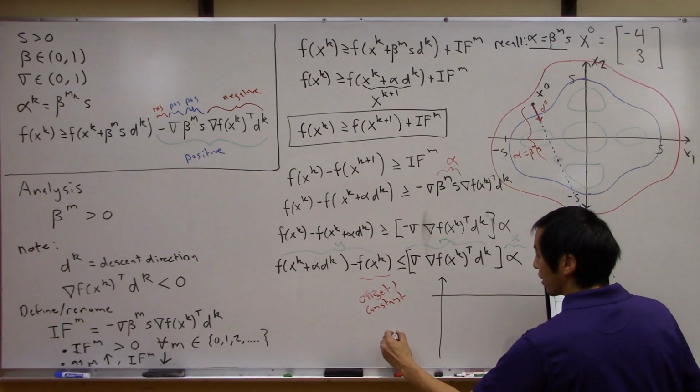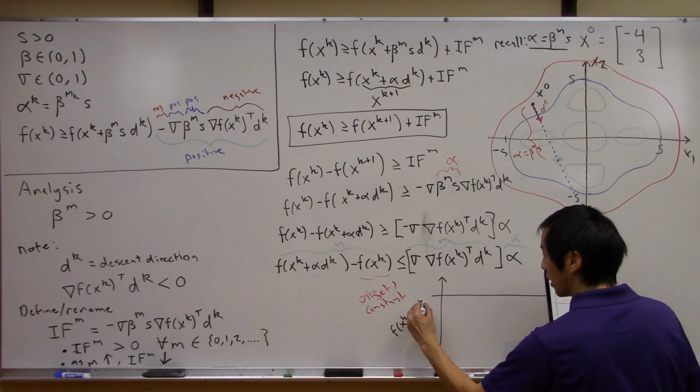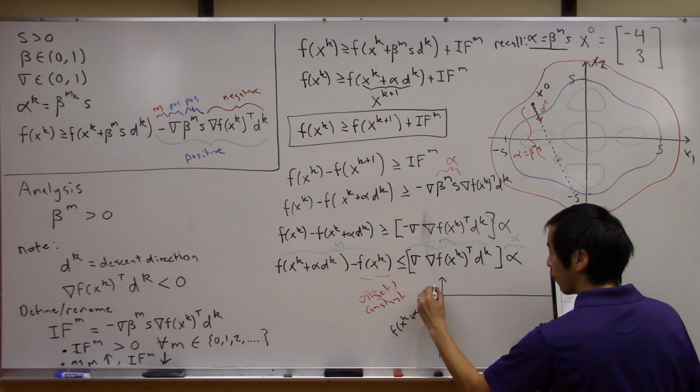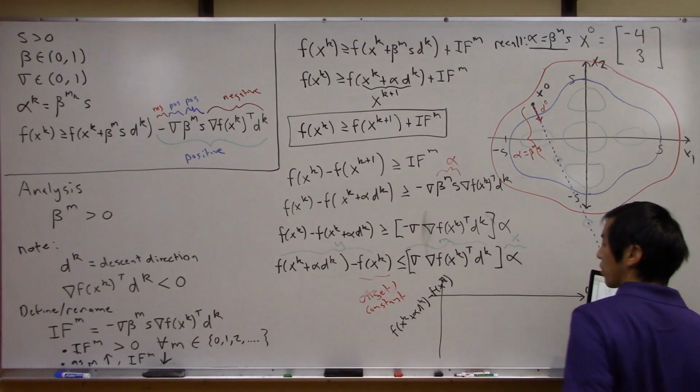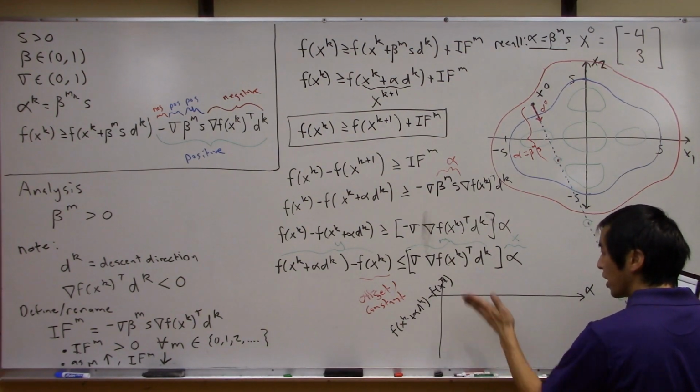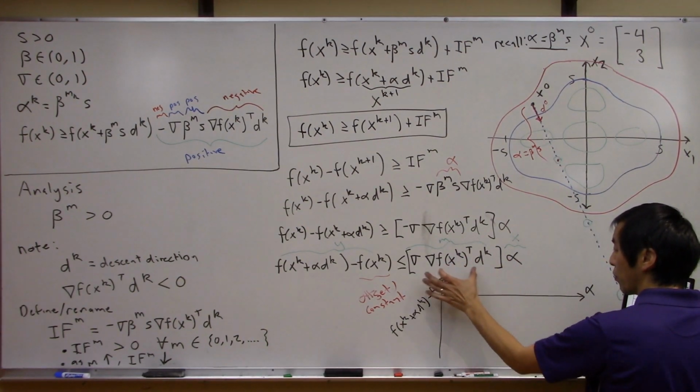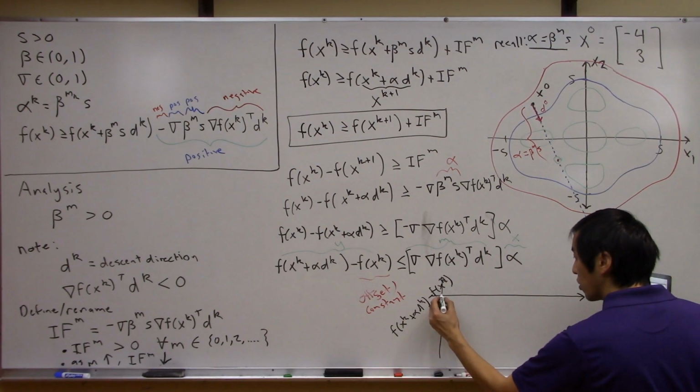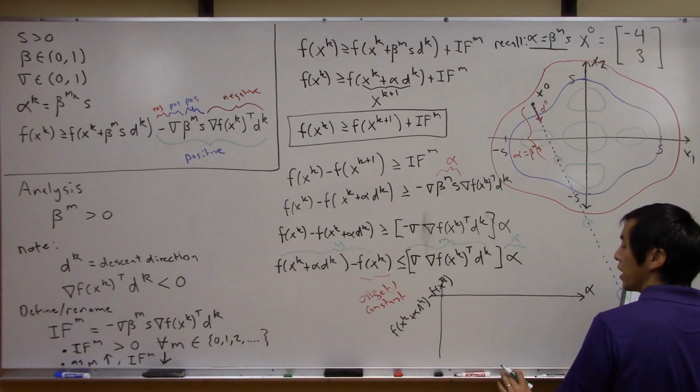This y-axis is f of xk plus alpha dk minus f of xk. Now, the question is, what does this line look like? We see it's a line, and it has to go through the origin. Now the question is, which direction does this line go?